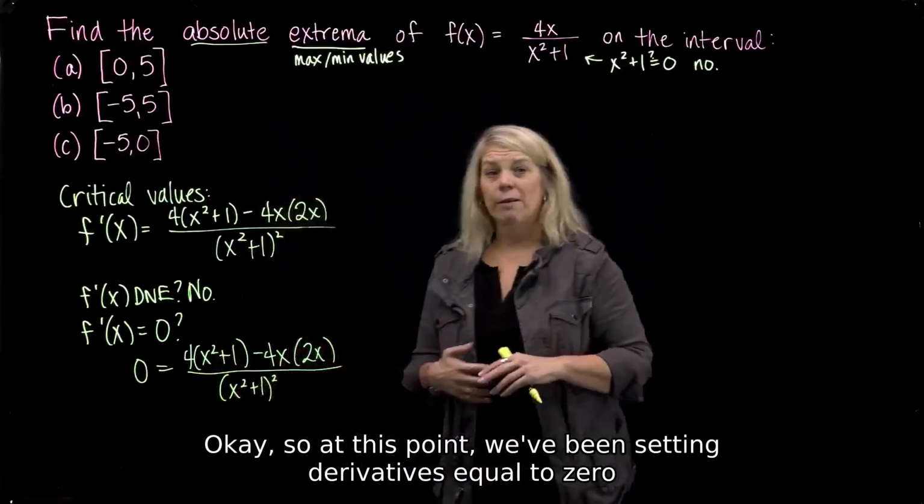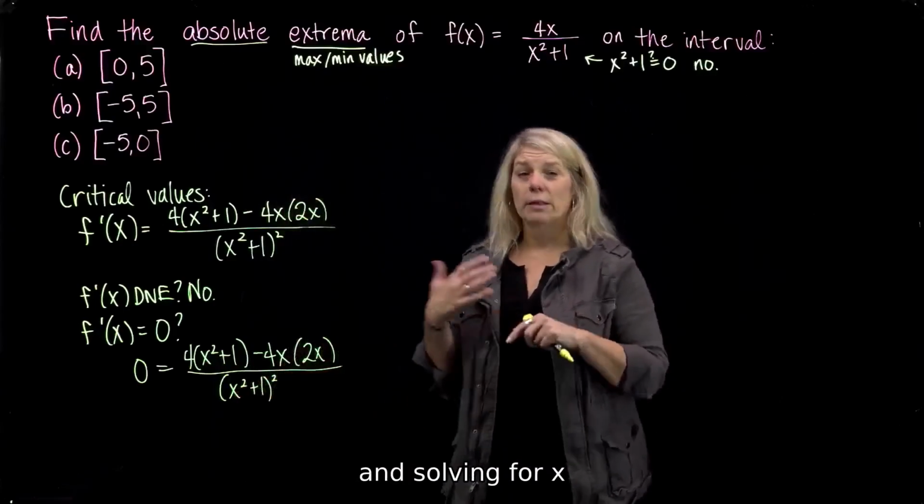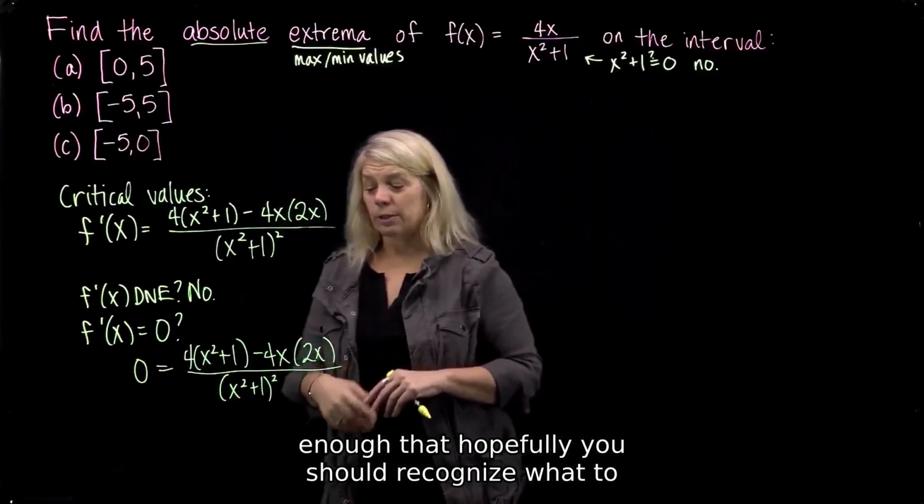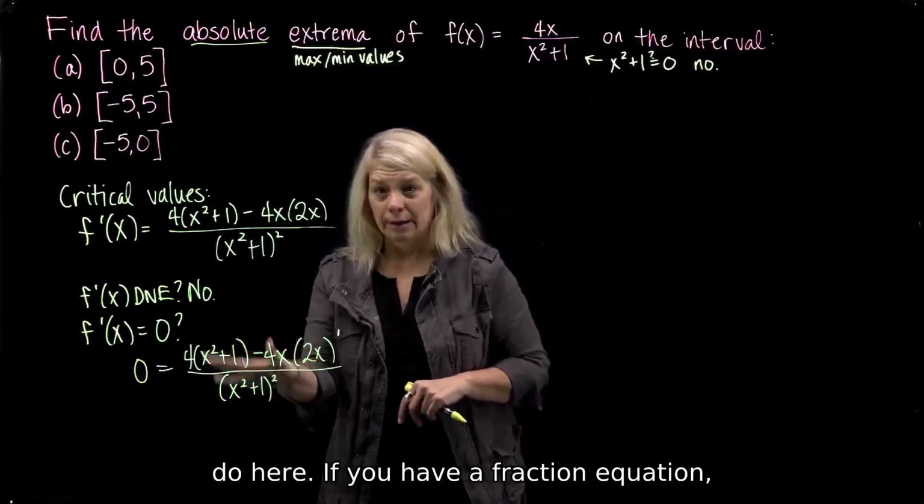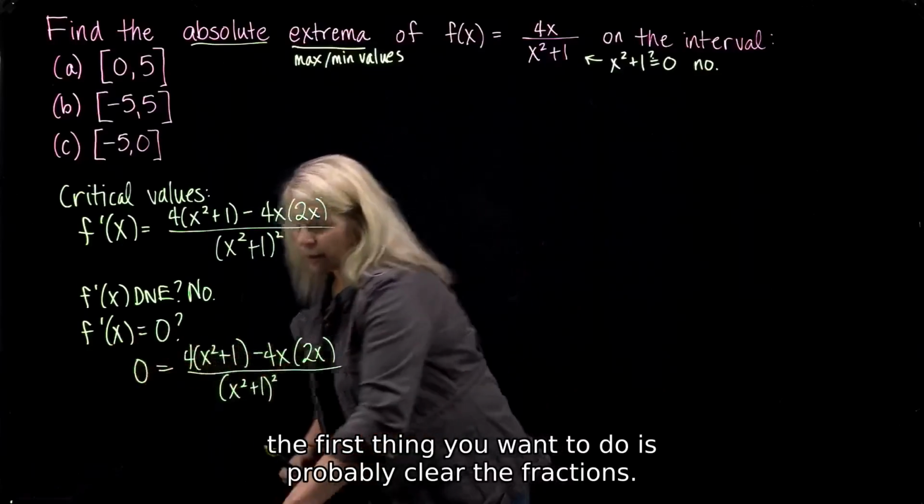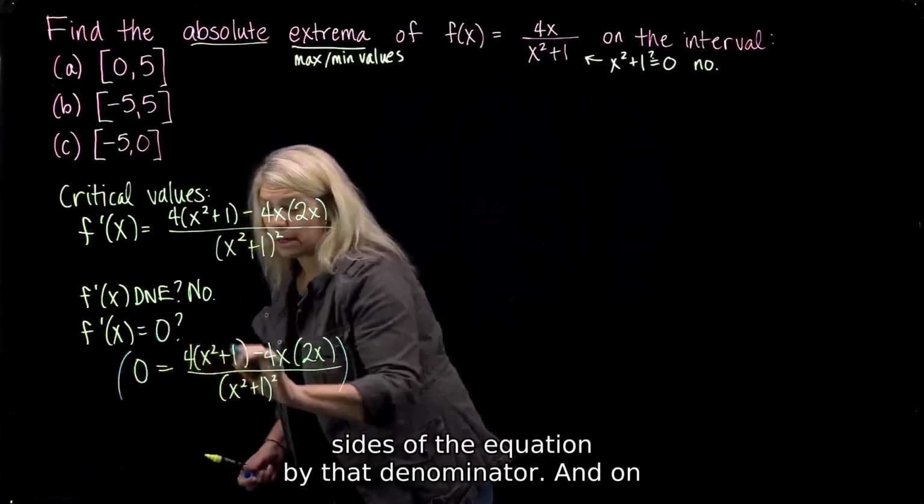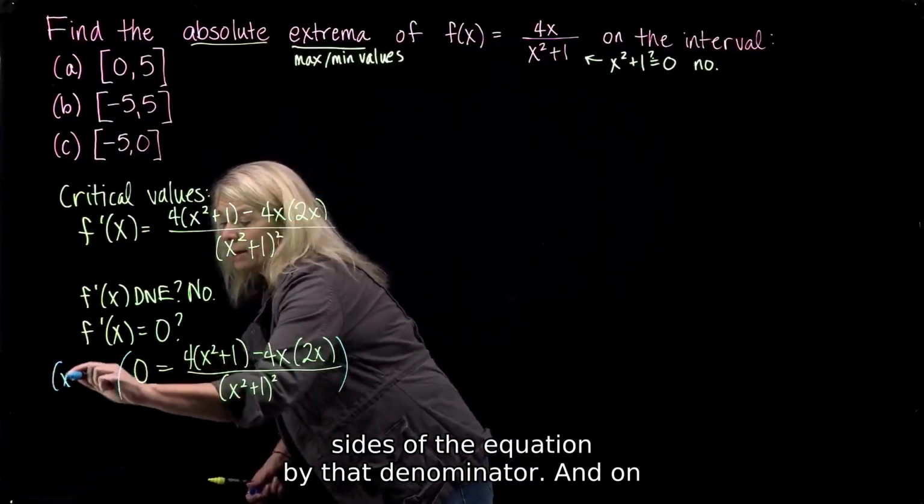Okay, so at this point, we've been setting derivatives equal to 0 and solving for x enough that hopefully you should recognize what to do here. If you have a fraction equation, the first thing you want to do is probably clear the fractions. So multiply through both sides of the equation by that denominator.